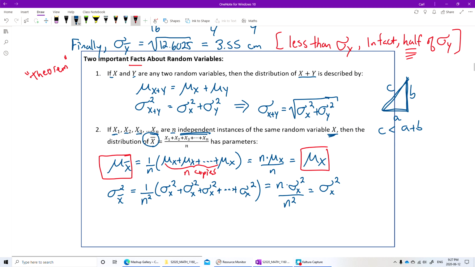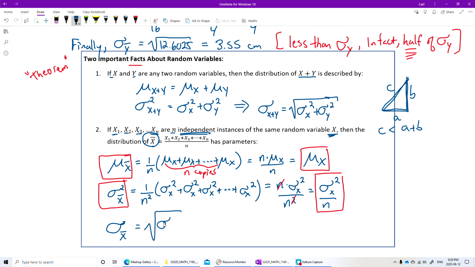what happens to the n's here? Here I have one n on top and n squared on the bottom. So the variance of x bar is the variance of x divided by n. Finally, what does that say about the sigma? I have to take the square root of that. What's the square root of sigma squared? That's going to be sigma x, but on the bottom, it's the square root of n.